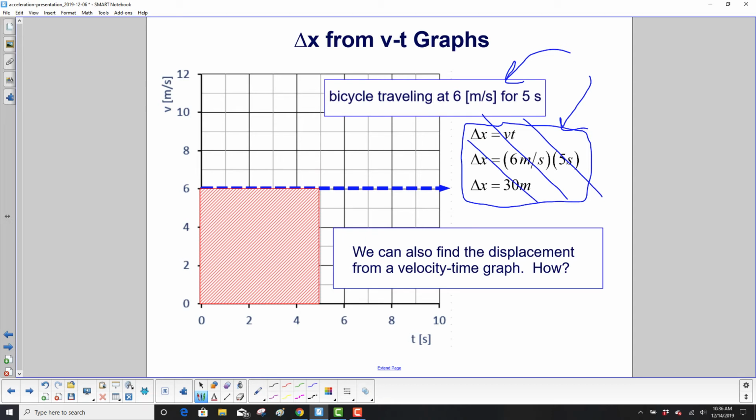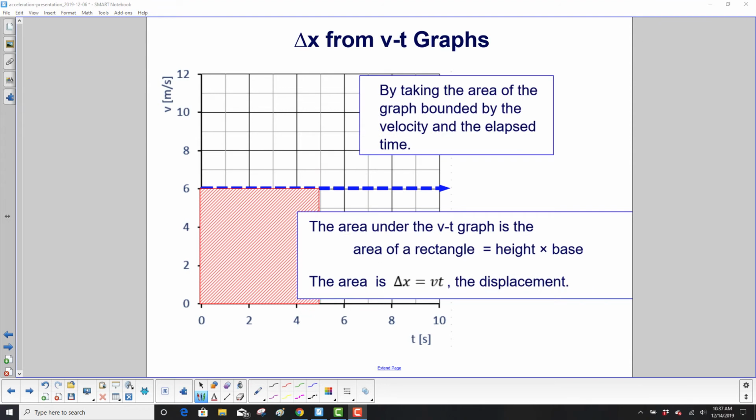How? Well, I already said it on the last slide, but look at the area here, right? Where the boundary for time is 5 seconds, which is what we have here. And our velocity is the same at the whole point at 6 meters per second. So what are we going to do? We take the area of the graph that is bounded by the velocity and the elapsed time, which is 5 seconds. The area under that graph is the area of a rectangle, which is height times base, or base times height. And that area will be vt, and that will be the displacement.